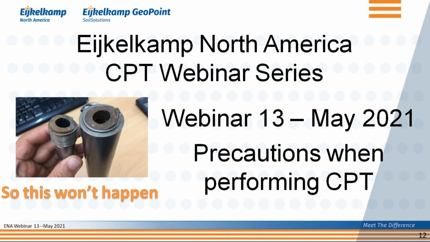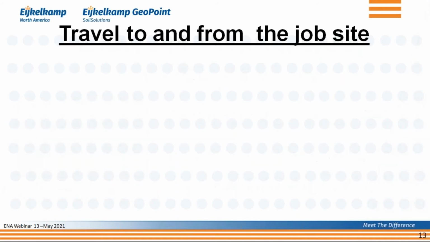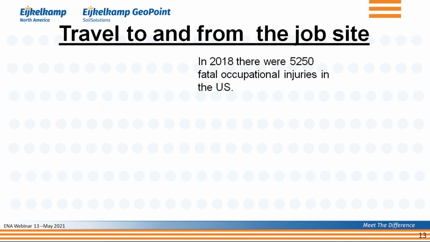But when we talk about precautions when performing CPT, the first thing that I do have to talk about is travel to and from the job site. Let me give you some statistics to explain why I'm saying that. In 2018, there were more than 5,200 fatal occupational injuries in the United States, which basically means fatalities that were job-related. Out of those 5,250, roughly 1/5, a little less than 1,100, were in the construction industry, which is our industry.